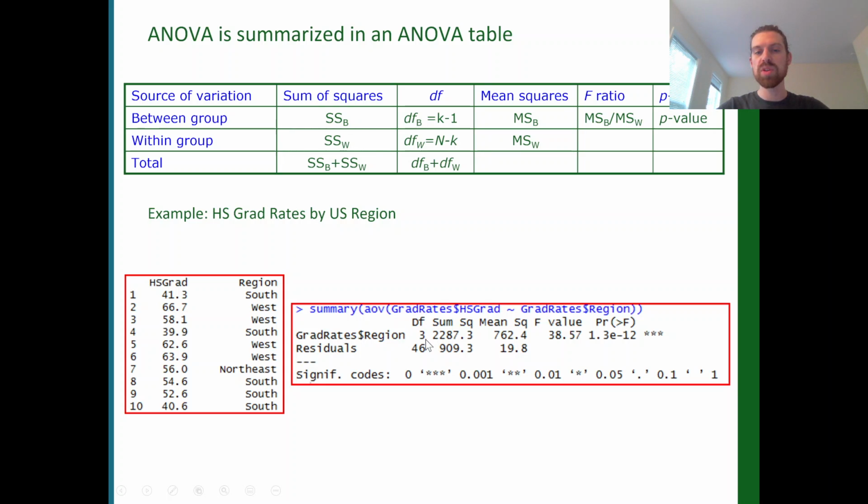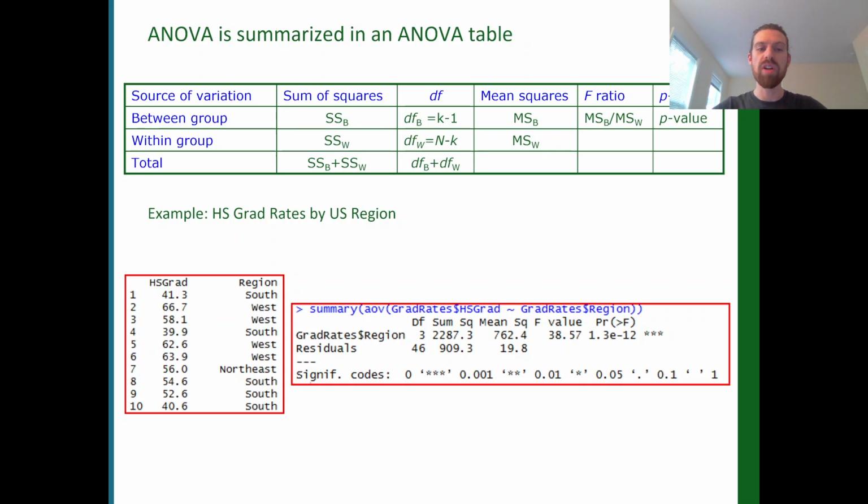We have the number of degrees of freedom, so we have 4 regions, so the number of degrees of freedom would be 4 minus 1 here for the number of regions, with the sum of the squares, which is 2,287.3, the mean of the squares, which is 762.4, the F value here, which is 38.56, which is very high, and then down here what we have is the P value, which is 1.3 to the minus 12. So it's very, very, very significant at the 95% confidence level. Okay, so as a result, we would reject the null hypothesis and accept the alternative hypothesis in this particular case.